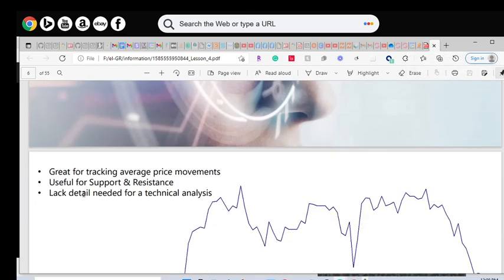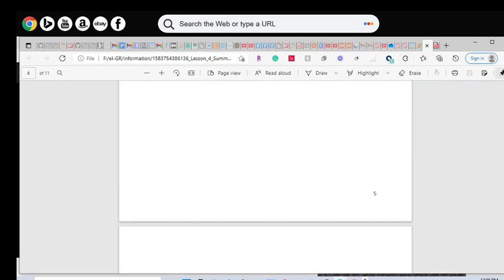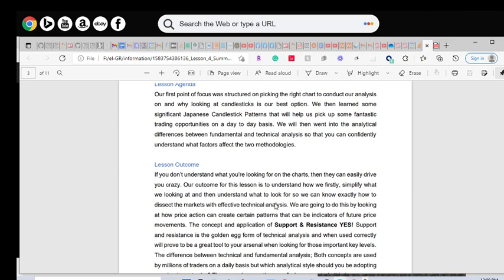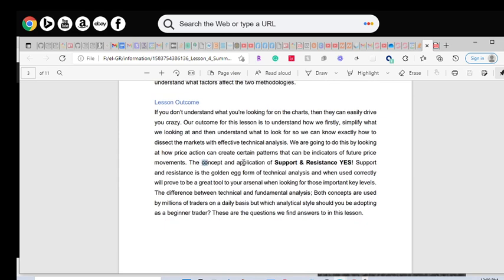So if you look at the chart, it's great for tracking average price movement. If you look at support and resistance in technical analysis, basically support and resistance is very important. The concept is the golden egg for technical analysis, and if used correctly, you can add important key levels to your arsenal.